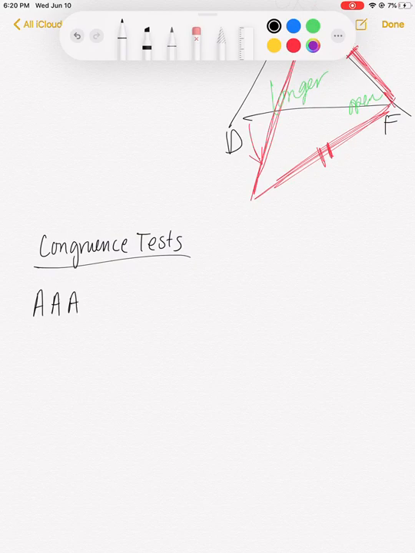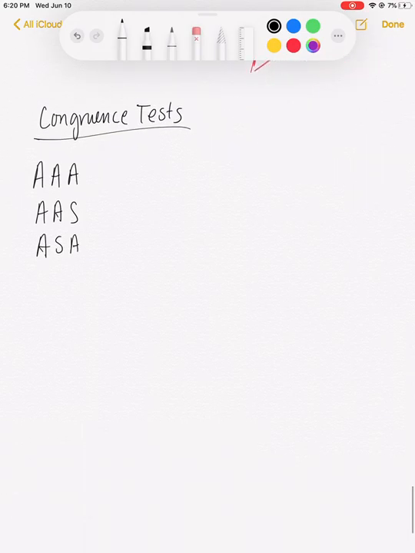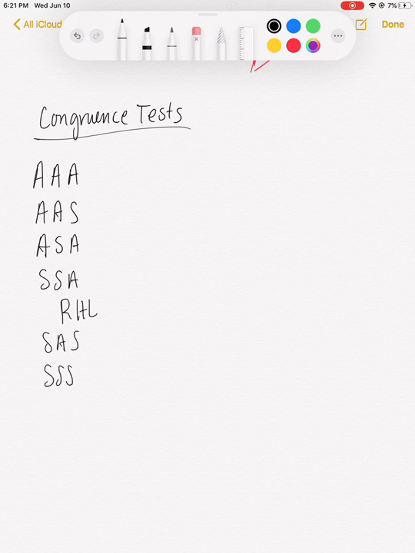Angle, angle, angle. Angle, angle, side. Angle, side, angle. Side, side, angle. Side, angle, side. And from side, side, angle, we got RHL. And side, side, side. So those are all the possible ways to make three correspondences.